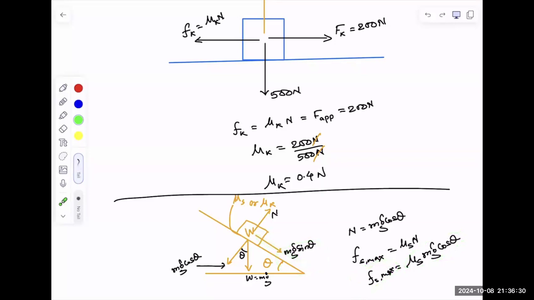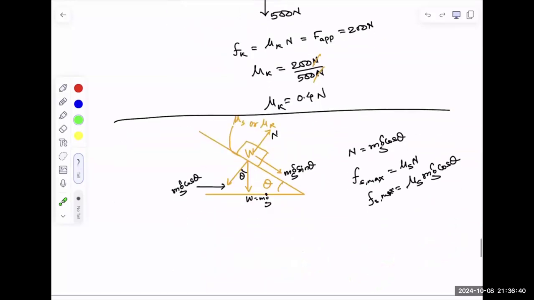And then how will we calculate? Because in this problem we are given theta, or if we need to find theta, we can calculate theta. And then mg sine theta must be equal to mu s mg cos theta. So in this condition, what happens? mg cancels. So that means my mu s is tan theta.